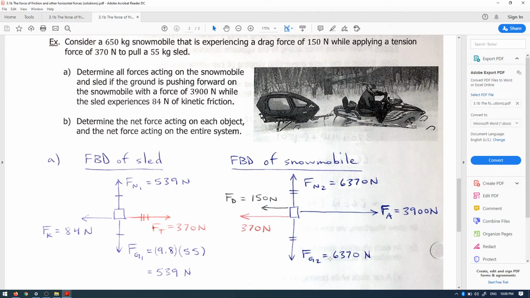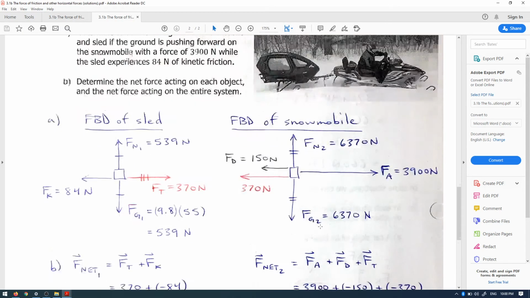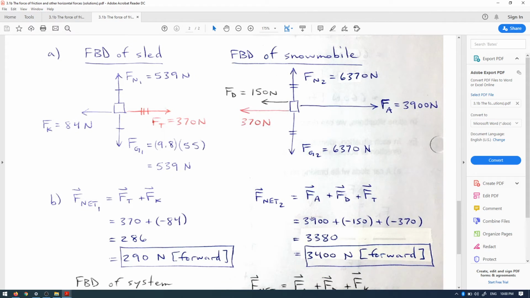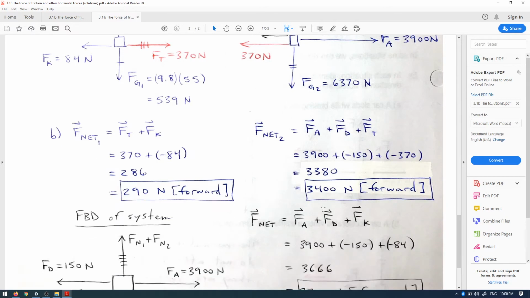you get 6,370 newtons. Now, if I do a net force for this object, in the same way, I'm only going to look at the horizontal because there's a balance in the vertical, and I end up getting 3,380 newtons. So accounting for significant digits, you have about 3,400 newtons forward.